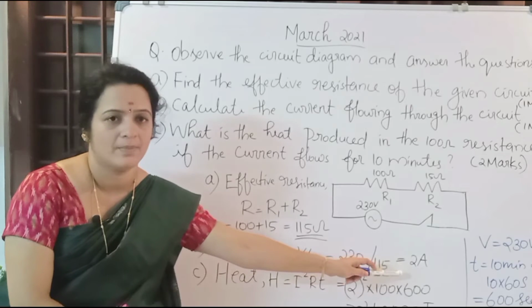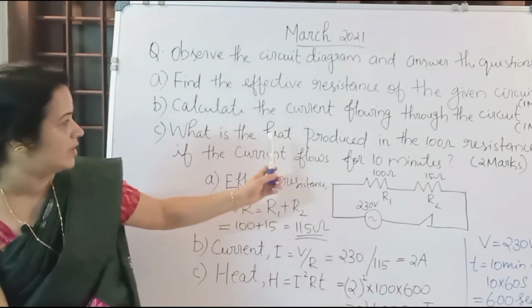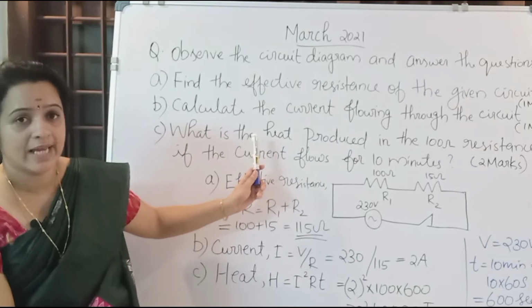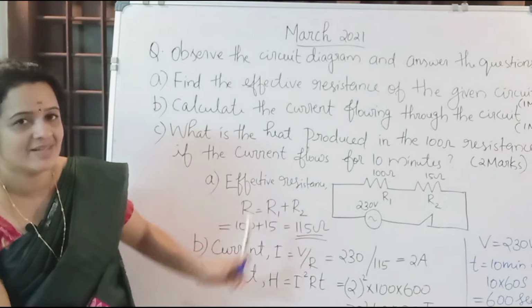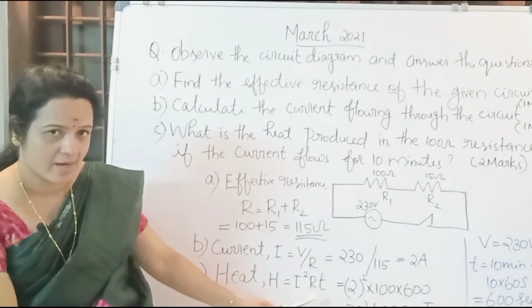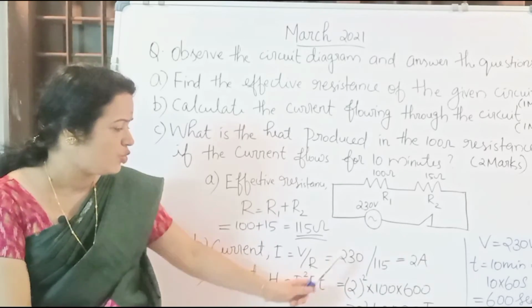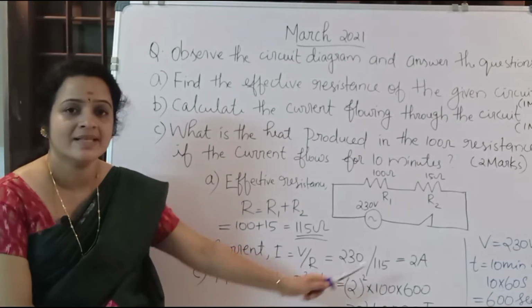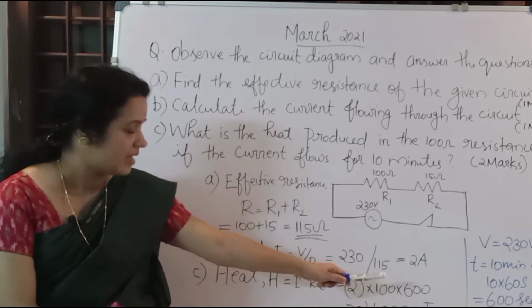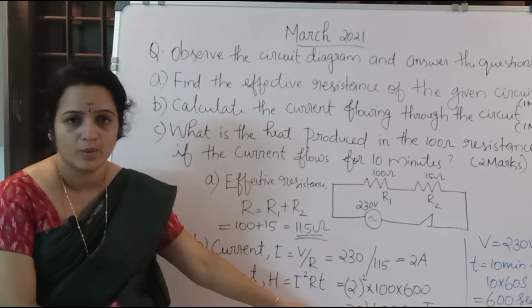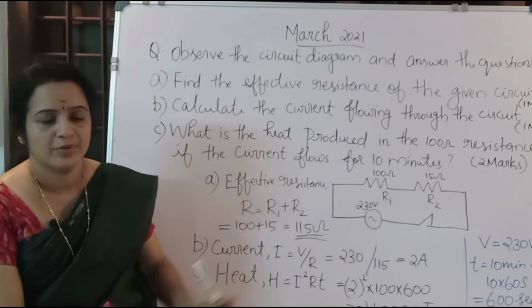So that is 2 amperes. Now the third one is to calculate the heat produced. So heat H is equal to I squared RT. Here also we have to substitute the values. That is, I is 2, R is 100 and T is 600. So when we multiply this, we will get the value of heat energy produced.